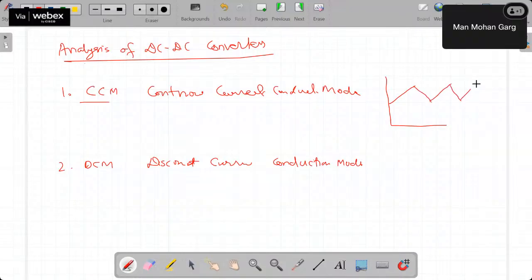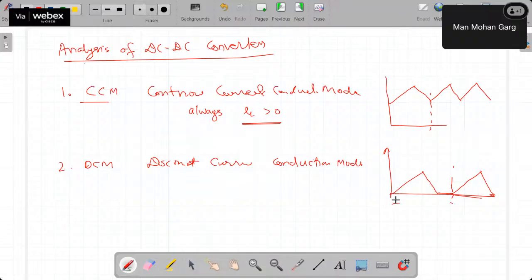If this inductor current is always greater than 0, then we call it continuous current conduction mode, right? And if it is not always greater than 0, for at least some time in one switching period, then it is the other case. For this waveform, if this is time period T, this is its on period, D into T, and this is its off period, (1 minus D) T.